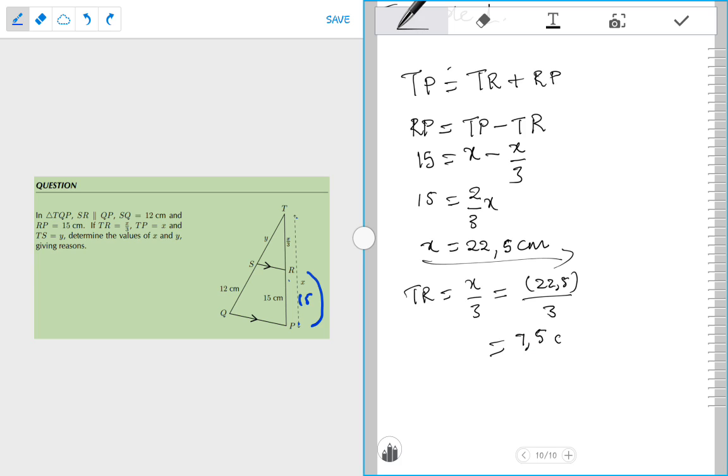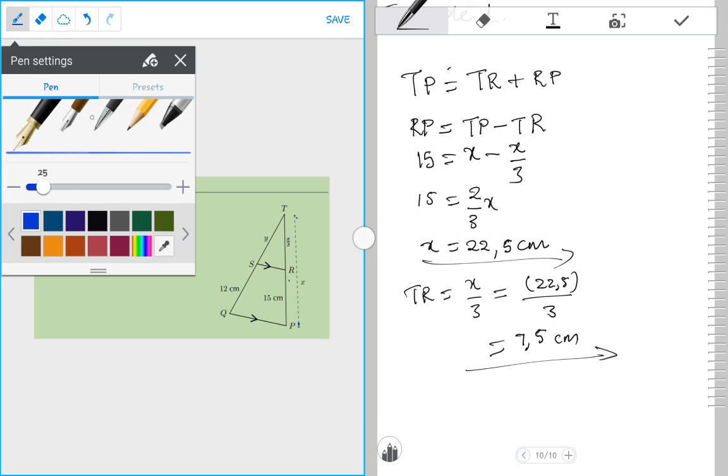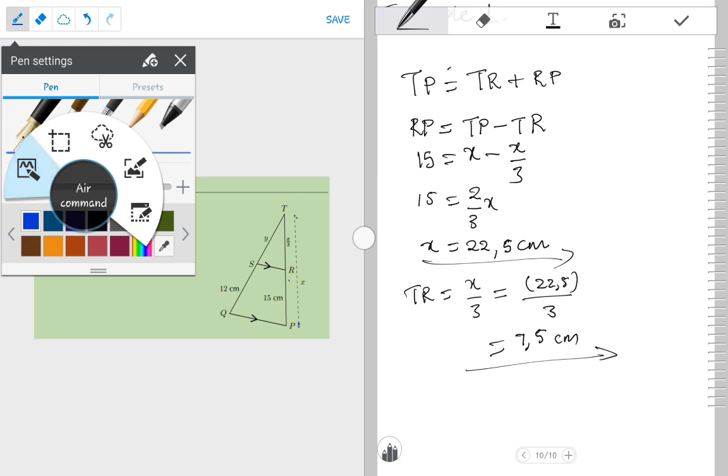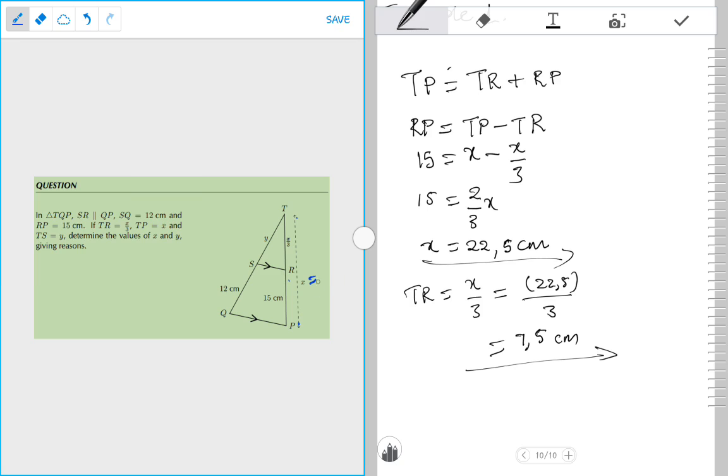7.5 centimeter. So it means here we now have the following. x is equal to what? We are having 22.5 here, and then x is 7.5. This one, the TR now, okay.